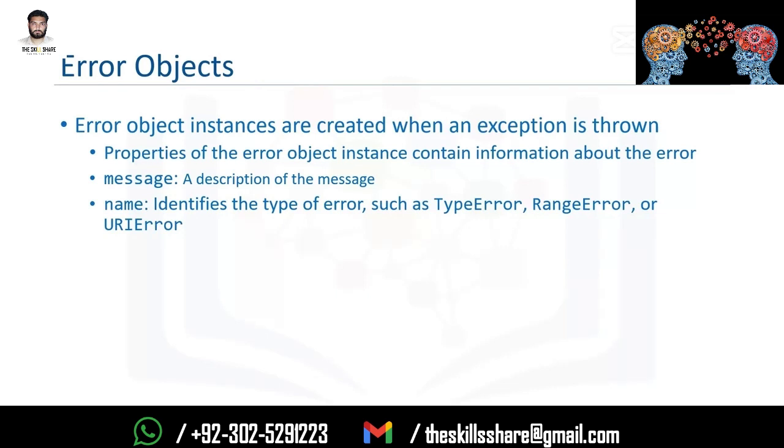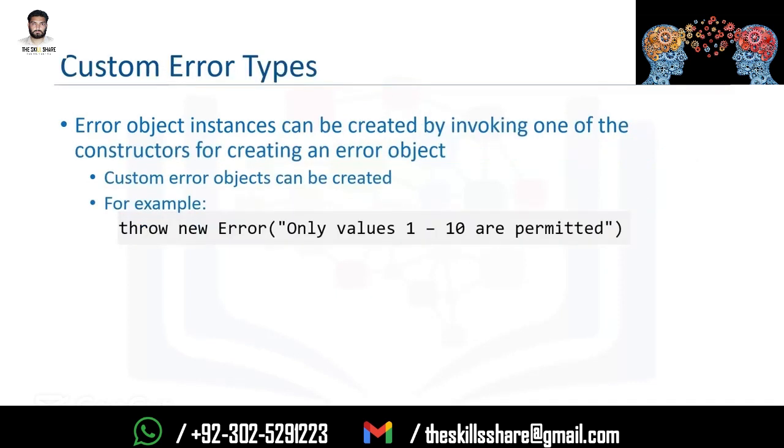Besides a generic Error, there are 6 other core error types in JavaScript, 3 of which are shown on the slide. The other 3 are EvalError, ReferenceError, and SyntaxError. The Error object can be extended to create custom error types. The last line of the slide shows the creation of a generic Error object with a custom error message in the parameter field.